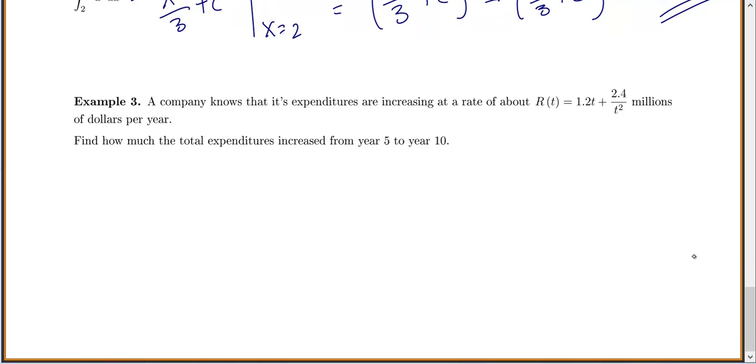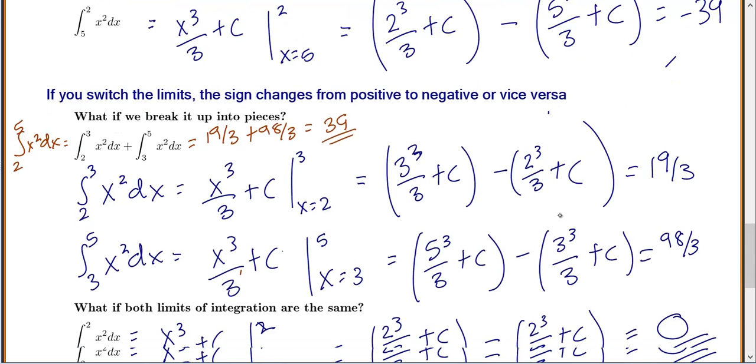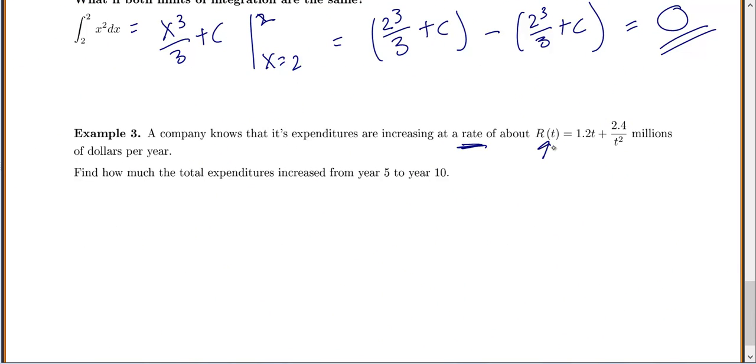And our example of an actual application: let's say a company knows that its expenditures are increasing at a rate. Now when you see the rate, that tells you that this is a derivative. So this is the derivative of the expenditures, and we want to see how much the total expenditures increase from year 5 to 10.